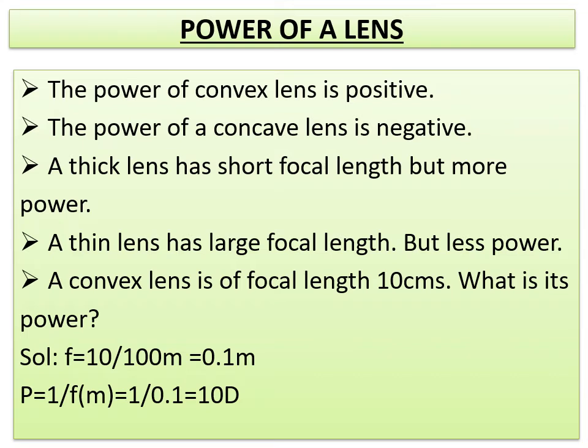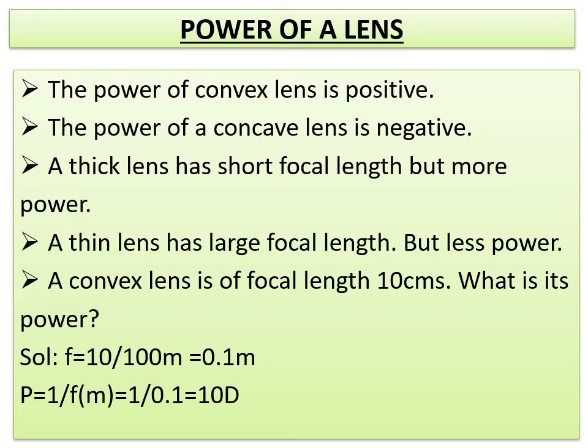So already you got the focal length in meters. So apply it in the formula. P is equal to 1 by F. Why have I written M? You have to remember that for the direct formula for power, the focal length is always given in meters. The other way also I told you to do. You can proceed in that way also.